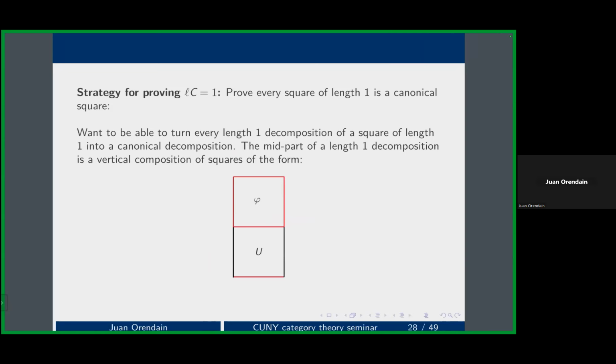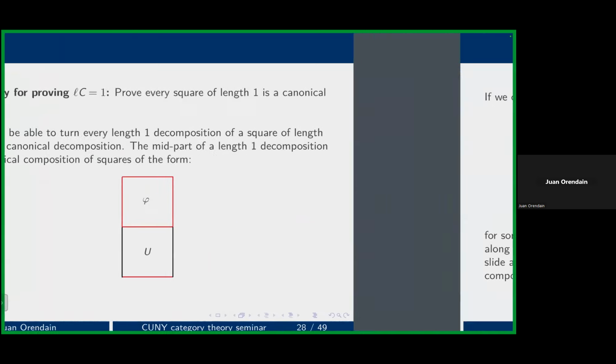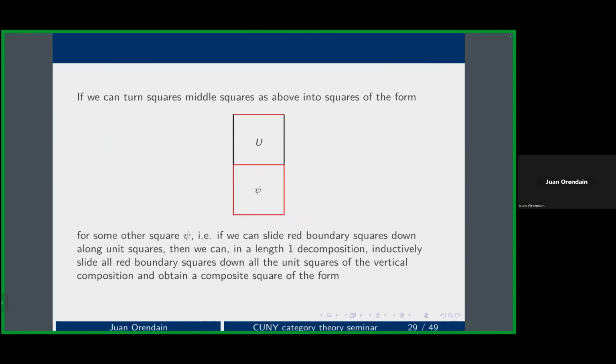If, baked into the definition of our double category, we had a structure that would allow us to slide down a red boundary square from a horizontal identity square, so substitute this square here by a square of this form. The bottom red boundary square would be different, but it wouldn't matter. So you could move it down the horizontal identity square.